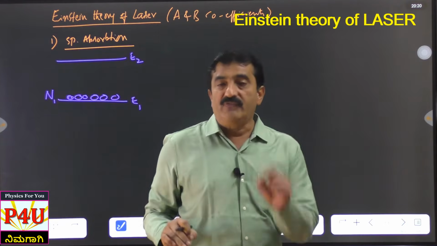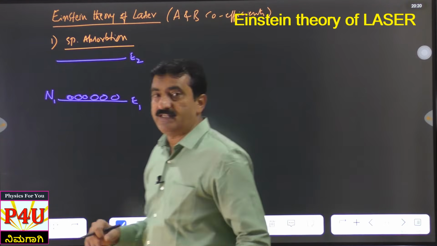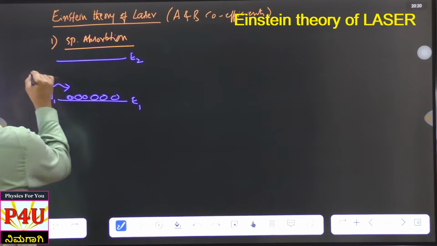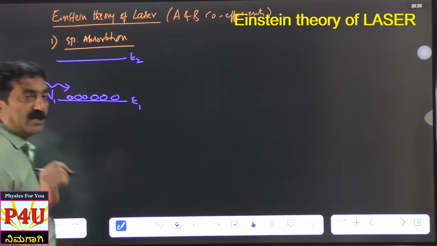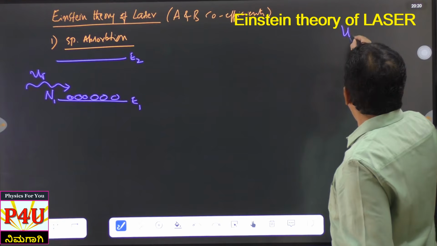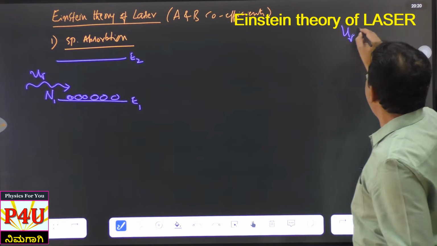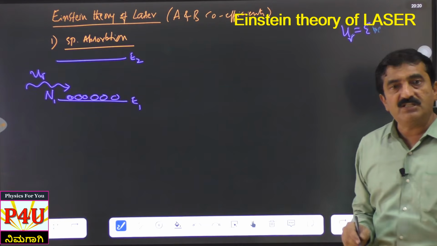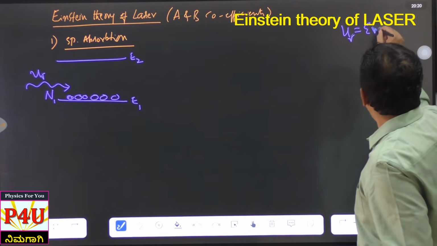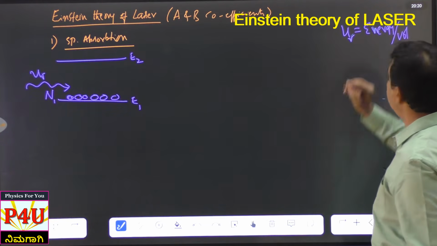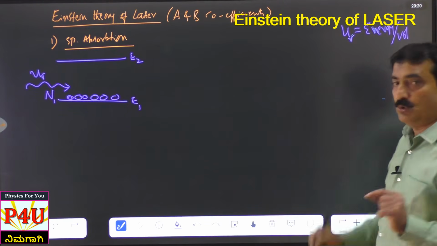Okay, now if radiation is incident on this particular setup, radiation of energy density, here onwards I use a separate symbol, that is U gamma. This is nothing but energy density. What is energy density? It is nothing but energy per unit volume. So energy per unit volume, that is energy density, I represent by U gamma.